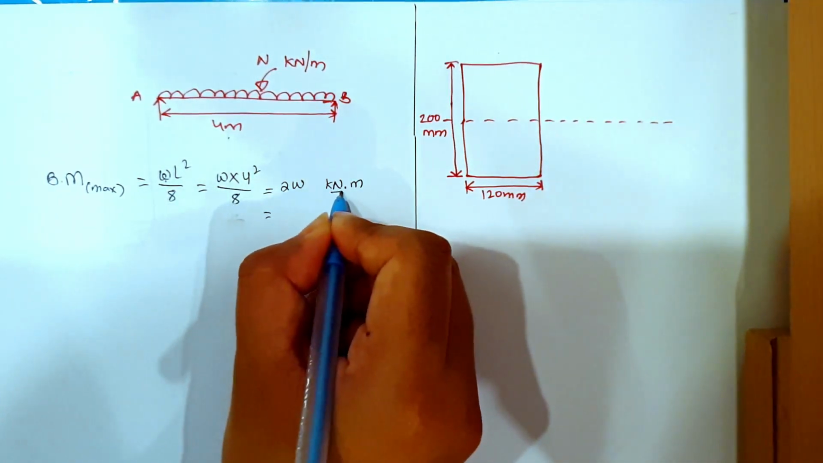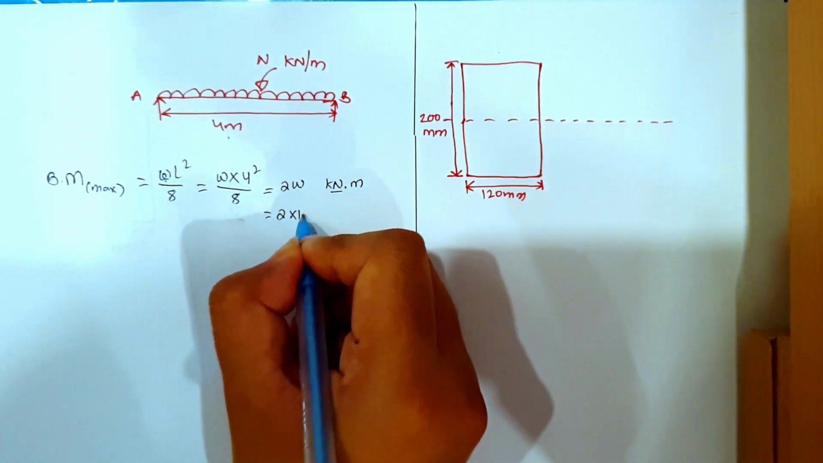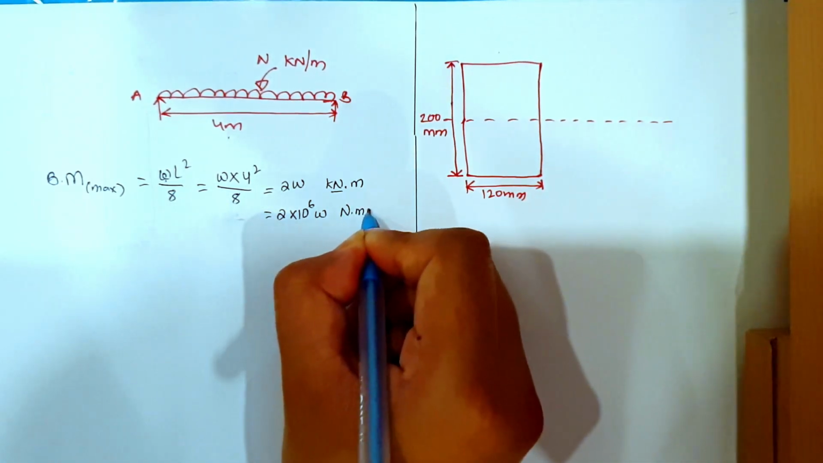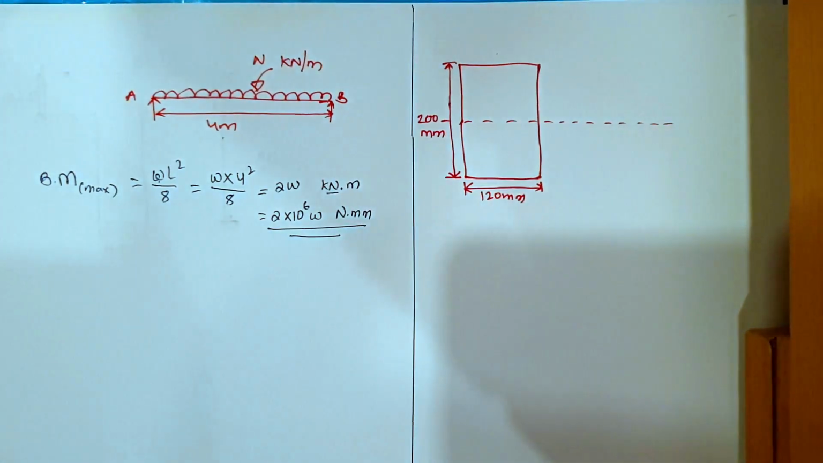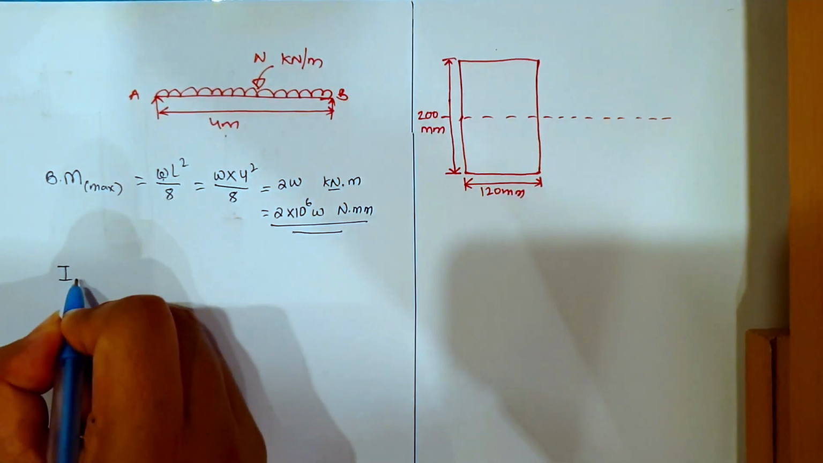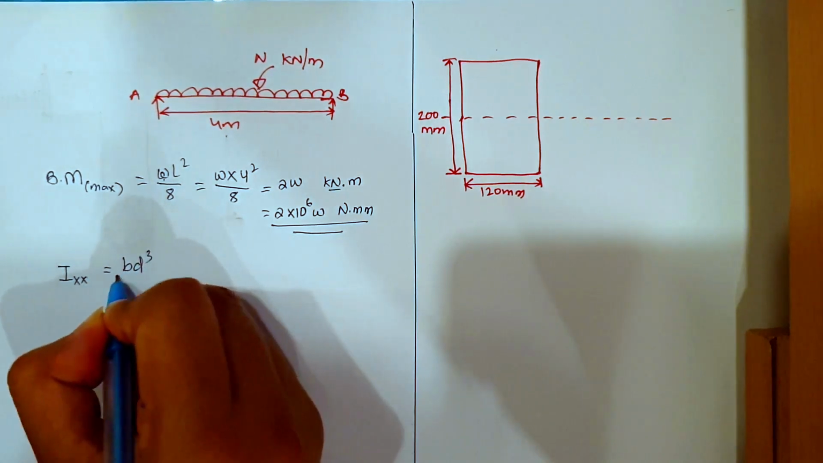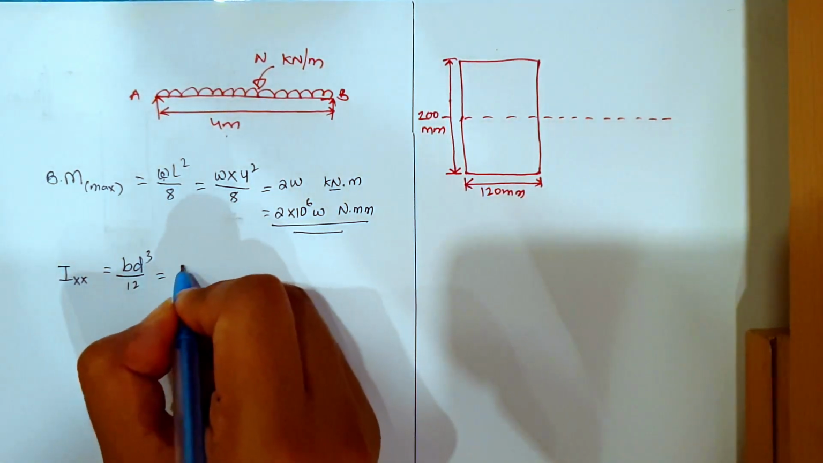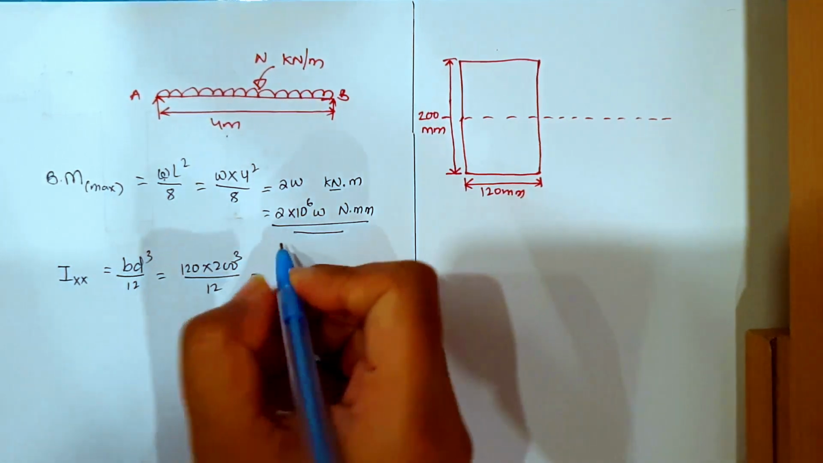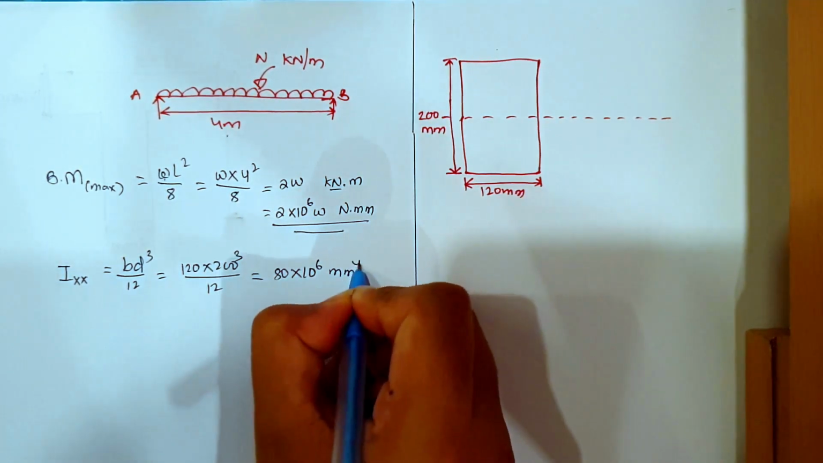Now if you want to convert this kilonewton meter to newton mm, it will be 2 into 10 raised to power 6 W newton mm. This is your moment. Now let us find the moment of inertia. IXX of this rectangular section will be BD cubed by 12. B is 120, D is 200, cubed by 12 will give you 80 into 10 raised to power 6 mm raised to power 4.